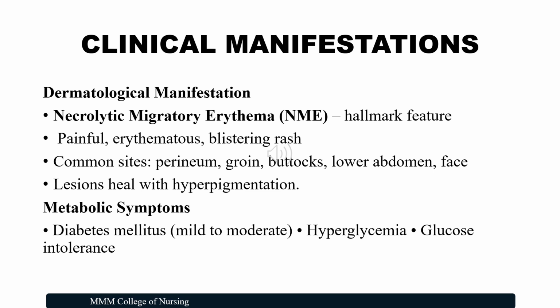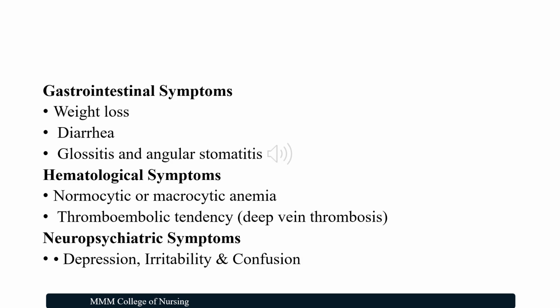The metabolic symptoms are diabetes mellitus, which ranges from mild to moderate, hyperglycemia and glucose intolerance. The gastrointestinal symptoms are weight loss, diarrhea, glossitis and angular stomatitis. Hematological symptoms are normocytic or macrocytic anemia and thromboembolic tendency, which results in deep vein thrombosis. The psychiatric, that is the neuro symptoms, are depression, irritability and confusion.